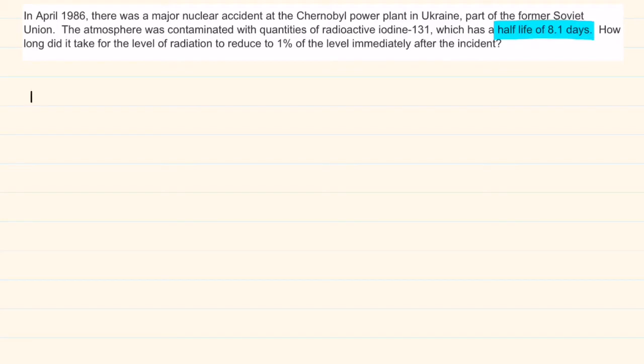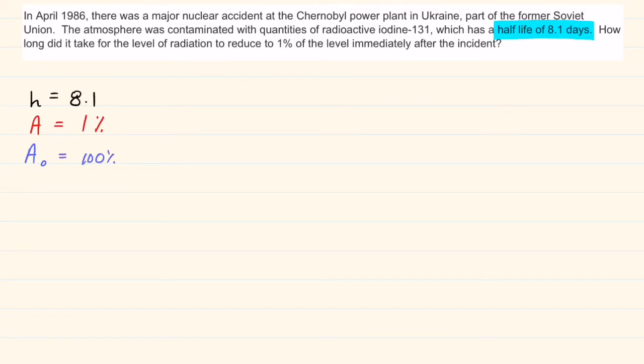First thing I look at is that half-life of 8.1 days tells me that H is 8.1 days. It also tells me that R is a half. How long did it take for the level of radiation to reduce to 1%? It tells me that A, the final amount, is 1%, and the initial amount is going to be 100%.